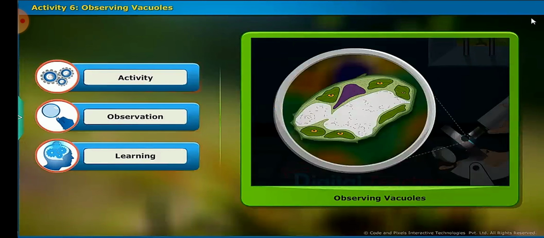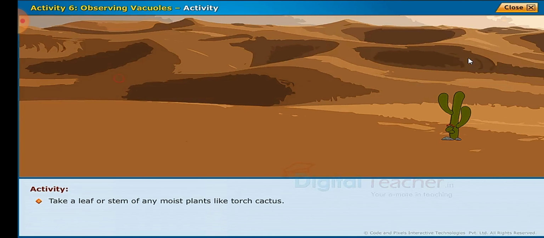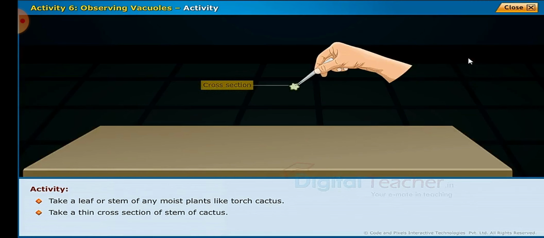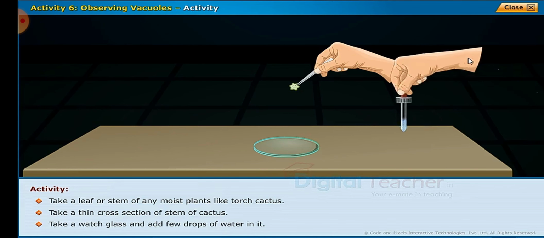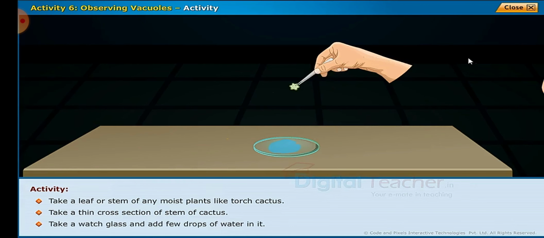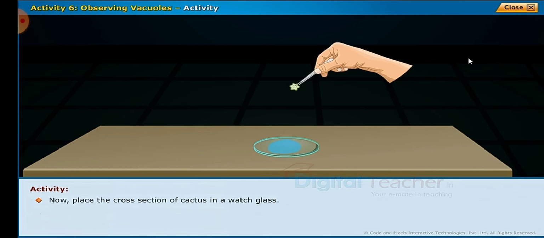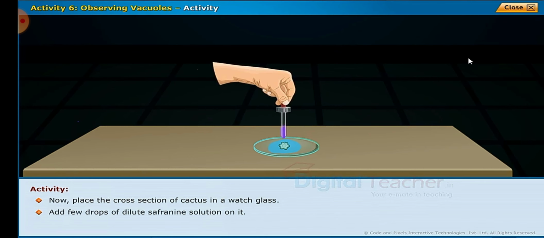Here, let us perform an activity to observe the vacuoles in a cactus leaf. Click each tab to know more. Take a leaf or stem of any moist plant like torch cactus. Take a thin cross-section of the stem of cactus. Take a watch glass and add a few drops of water in it. Now, place the cross-section of cactus in the watch glass. Add a few drops of dilute safranin solution on it.